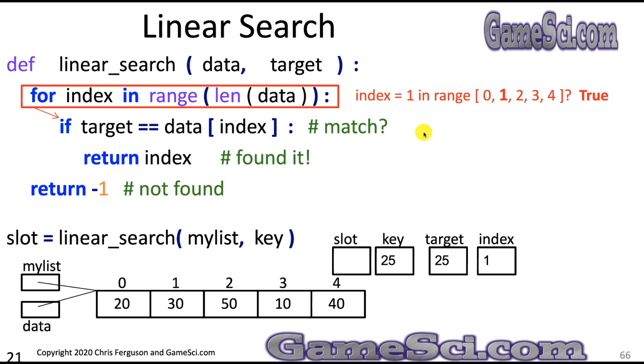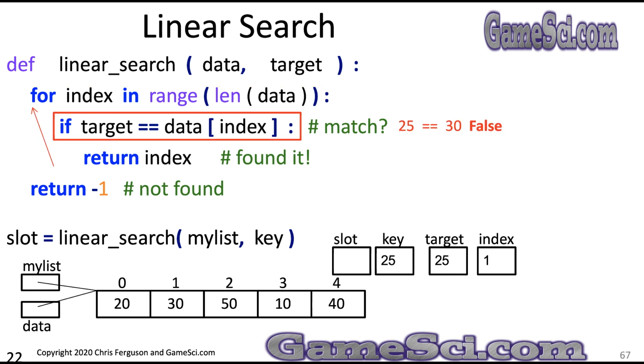Is index equal to 1 in the proper range? It certainly is. So that's a true statement. We will go inside the for loop and execute the code in the for loop. Target equals data of index. Target is still 25, but data of index is now 30. That does not match. That's a false statement.